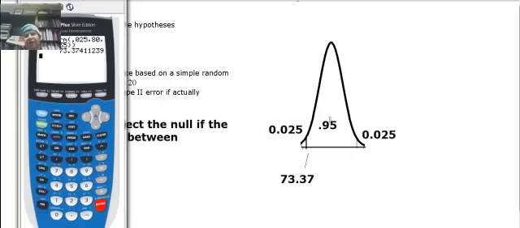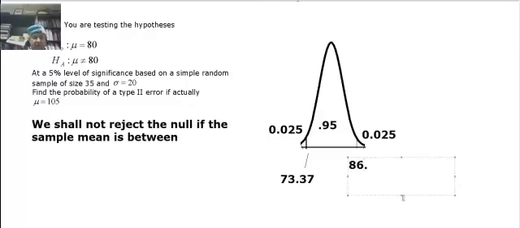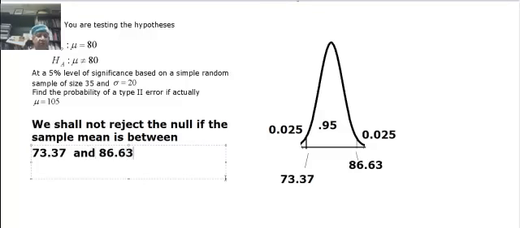Now this one you can go directly, but since we have the calculator, let's take the shortcut. For this one, which percentile am I looking for? I'm looking for the entire area to the left, so 97.5, right? So that will be 86.63 approximately. So we do not reject if the sample mean is in between these two, 73.37 and 86.63.